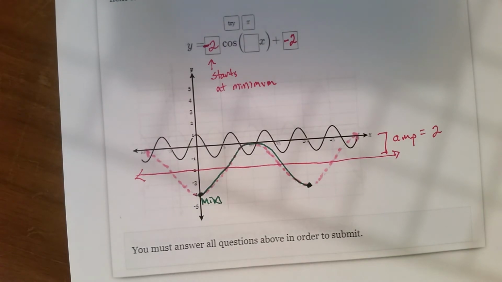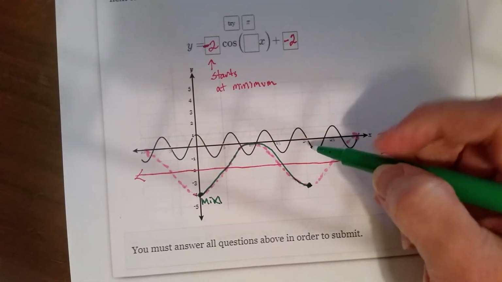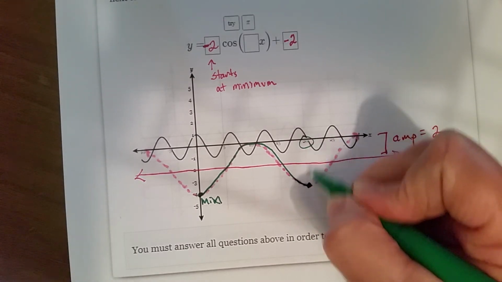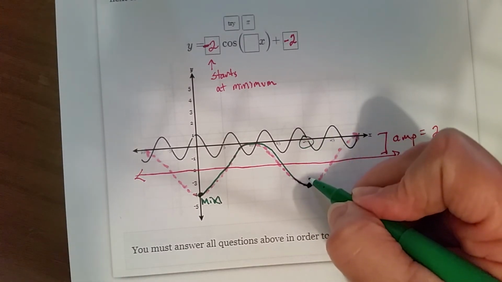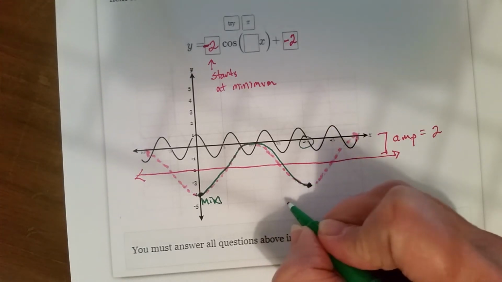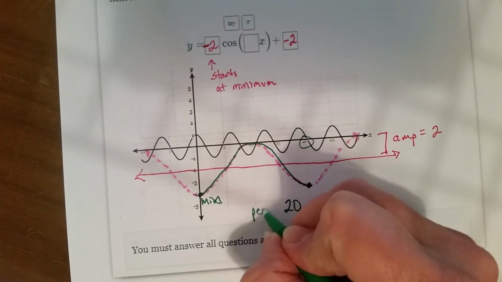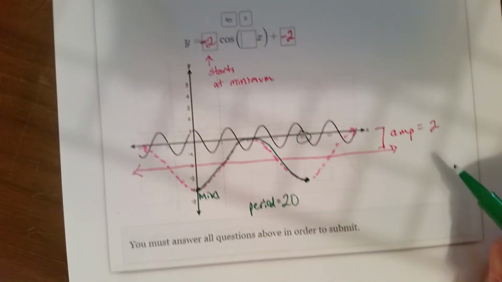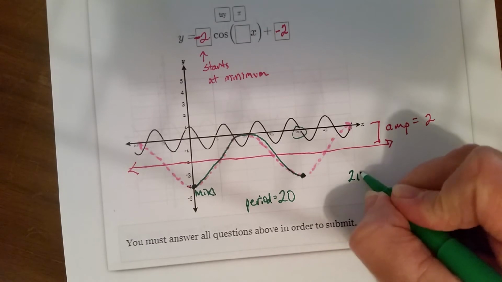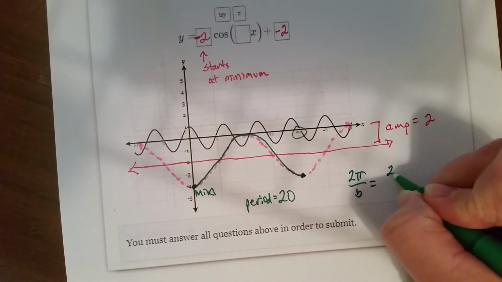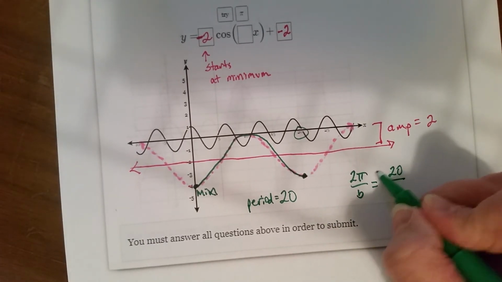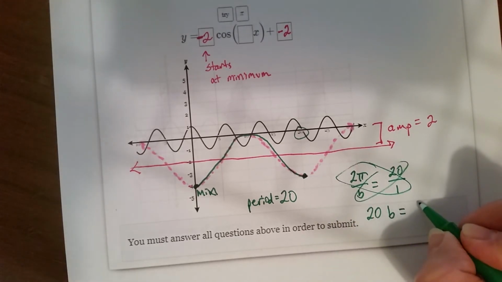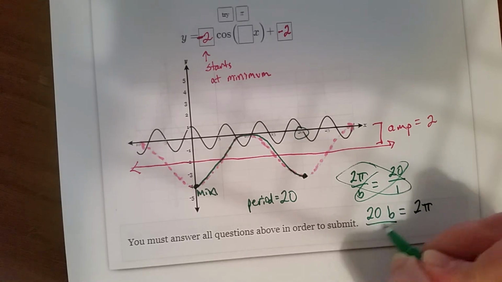Okay, now let's look and see what the period is. Notice the period here is 20. They did not give it to us in terms of pi. The period is 20. So 20 is the period of this thing. Okay, we're going to work with it the same way. We're going to set 2 pi over b equal to 20 over 1. So 20b equals 2 pi. Now we're going to divide by 20.